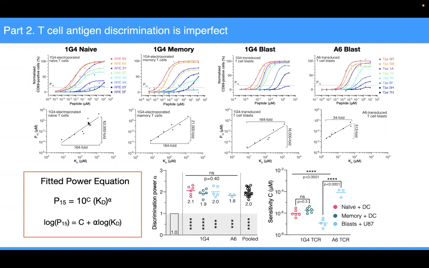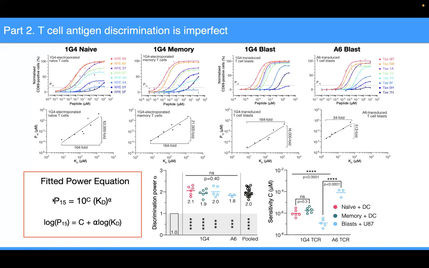So this suggested, of course, that there's a power law relationship between what we call the potency of the peptide and its affinity to the receptor. What we observed was that for the 164-fold change in affinity, we observed a change in potency on the order of tens of thousands fold. And so this told us that there was some kind of enhanced discrimination that the T-cell receptor was performing, because if we wrote a mass action model, the fold difference on the y-axis would also be 164-fold, similar to the KD, but it was much larger.